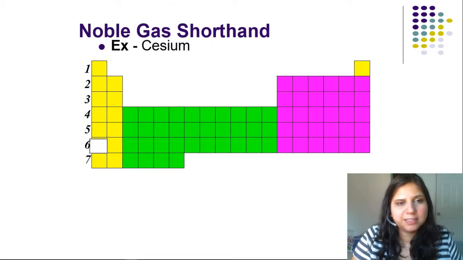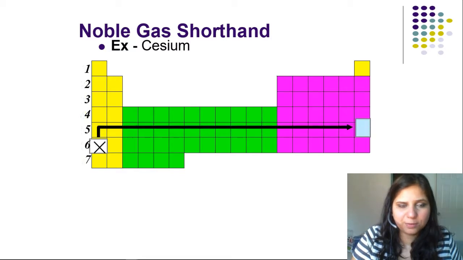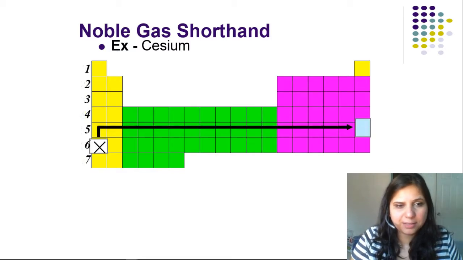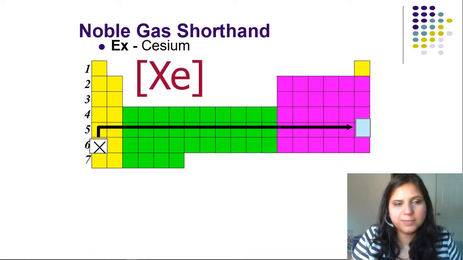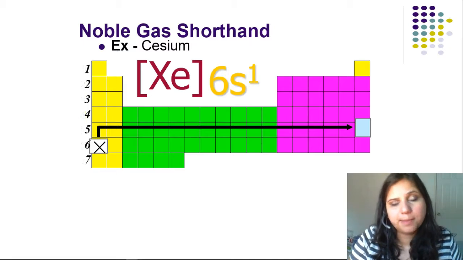All right, so last example, cesium. So again, we go up and over to find the first noble gas over here, and that is xenon. Step off of xenon to get to cesium, so that's in the 6th row, S block, 1 step.